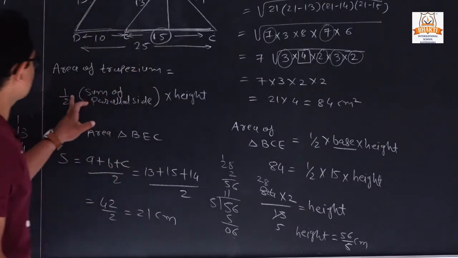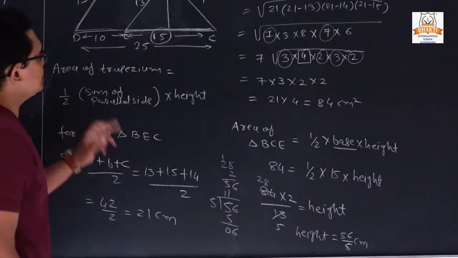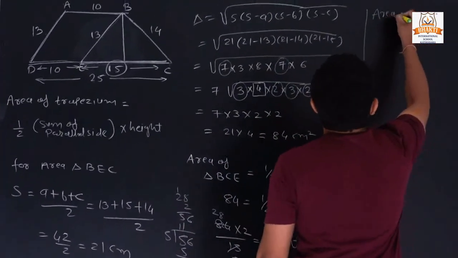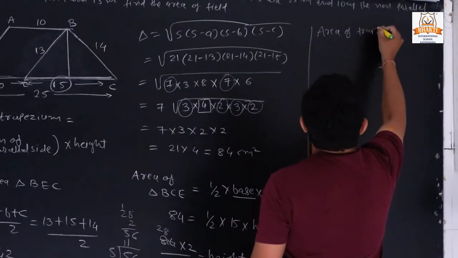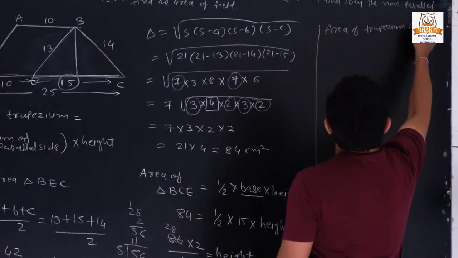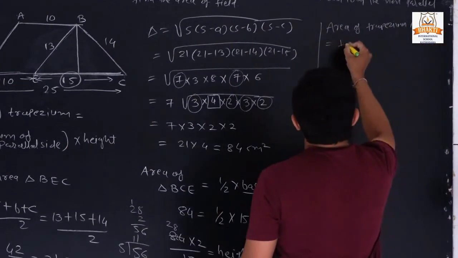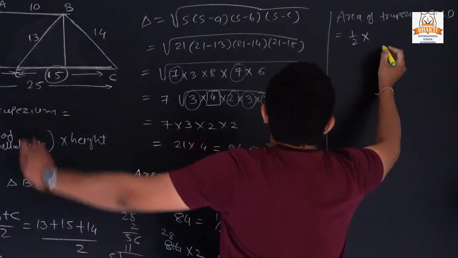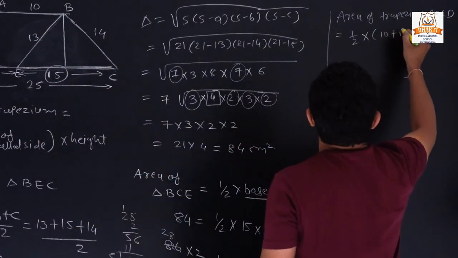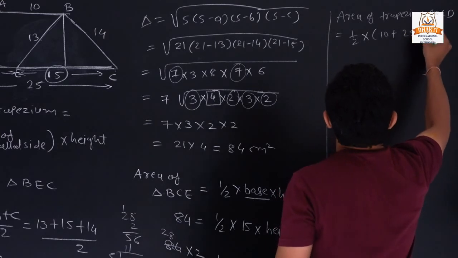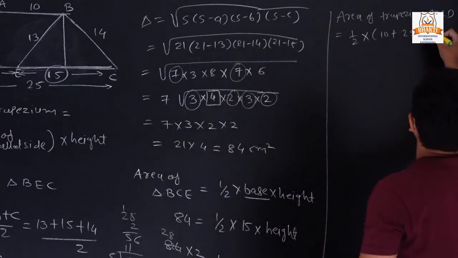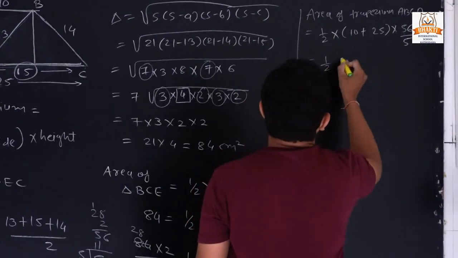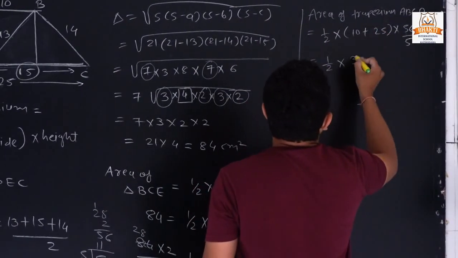Now the last portion, area of trapezium. What is its formula? Area of trapezium ABCD is equal to 1 by 2 into sum of parallel sides. So it is 10 plus 25 into height. The height is 56 upon 5. Now it is 35.